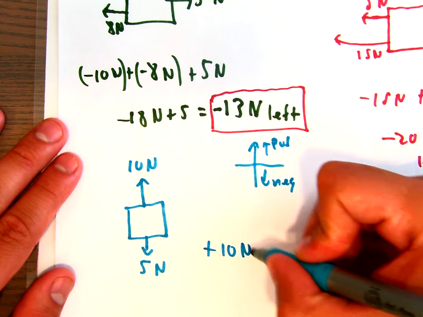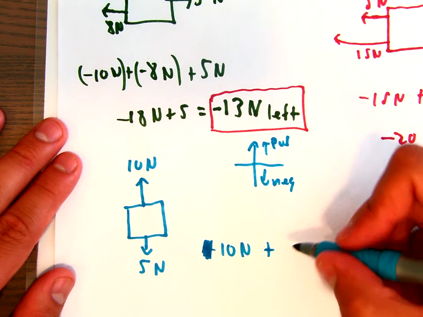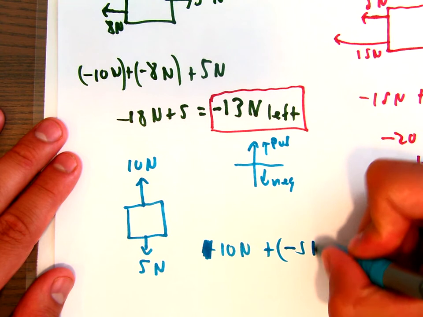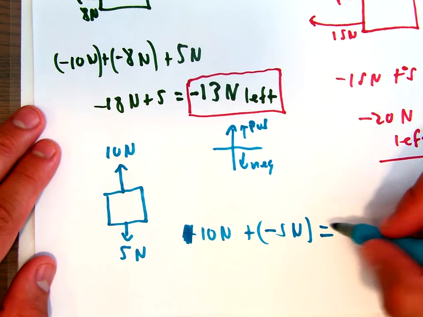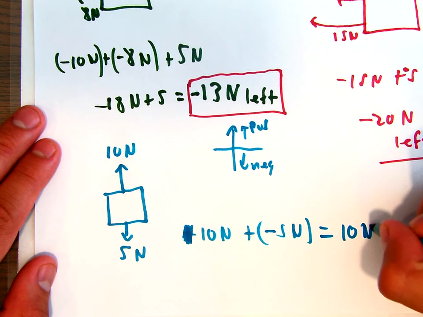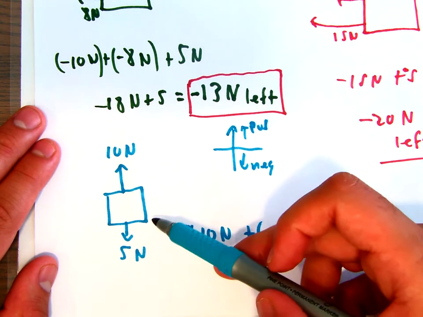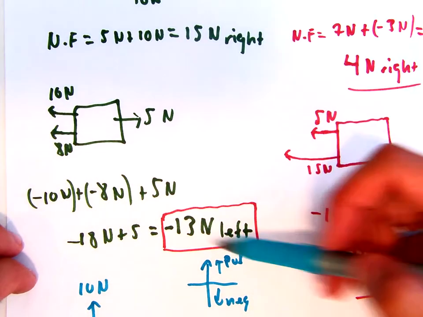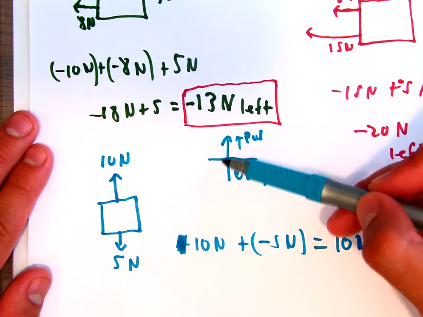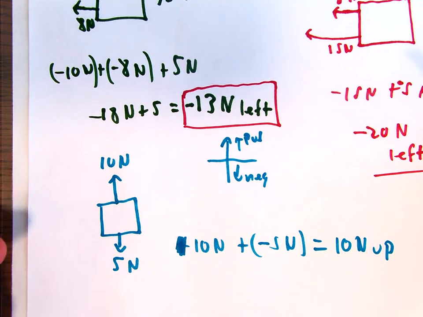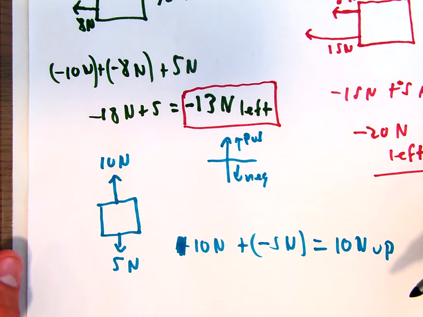Positive 10 newtons plus, actually let me erase that. That could be kind of confusing. Positive 10 plus negative 5 newtons would give me 5 N. And it's positive, so that means up. Okay. So you might have a few examples. For the most part, most would be like the earlier ones. But I want you to know it's basically the same thing. Going up would be positive, going down would be negative. Okay. And whatever direction the net force is in, that is the direction the object is going to move in.